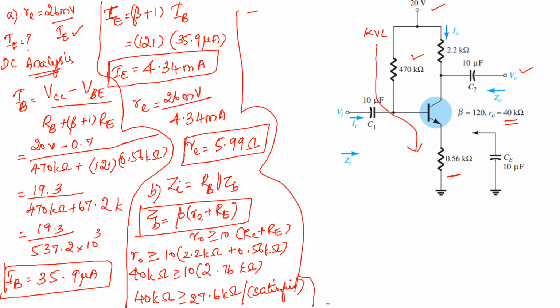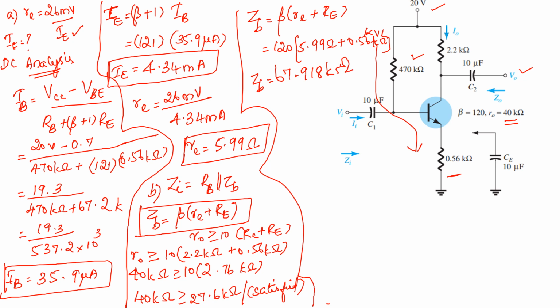So now we can calculate ZB. ZB is equal to beta into re plus capital RE. Beta is equal to 120, re is equal to 5.99 ohm, plus capital RE, 0.56 kilo ohm. So you will be getting ZB is equal to 67.918 kilo ohm. Here you will be getting it in kilo ohm. So ZB you have calculated.